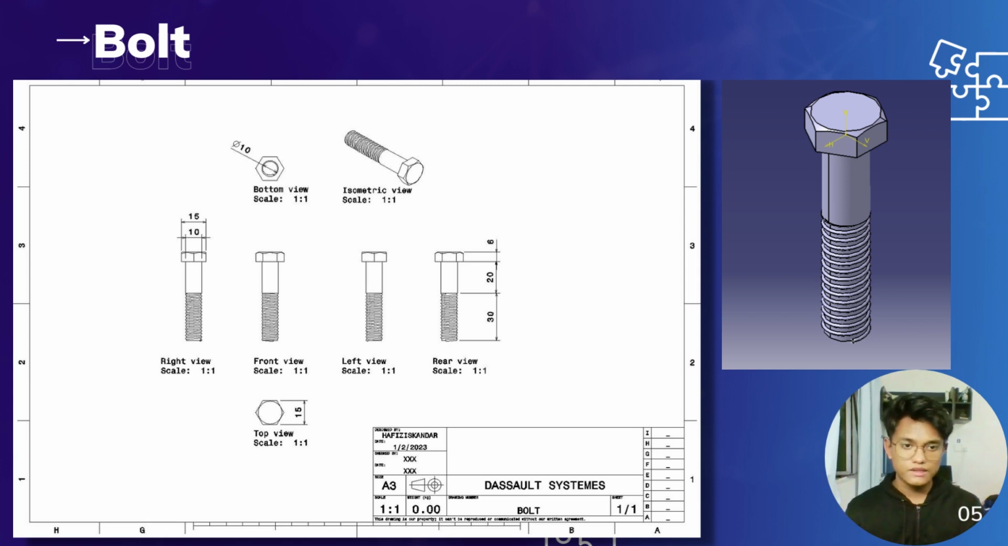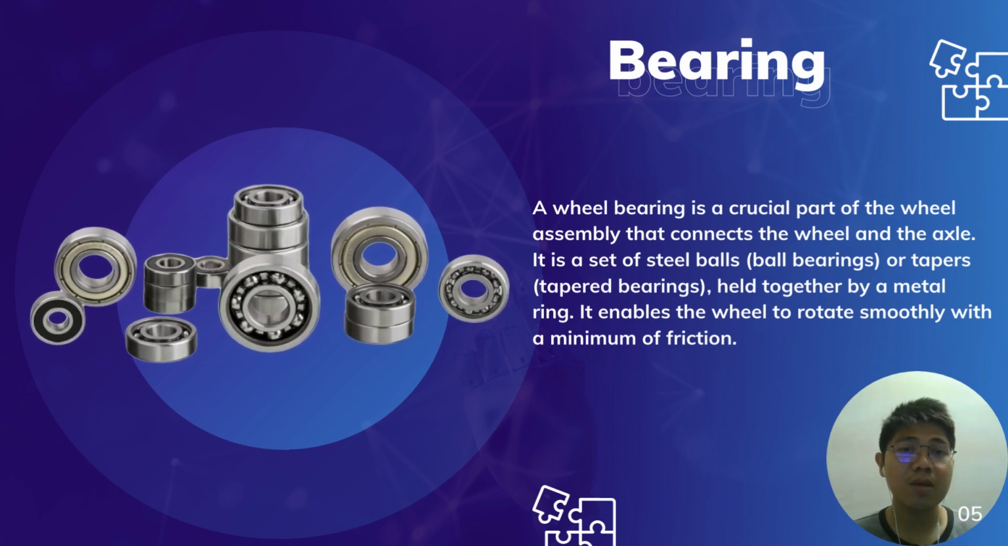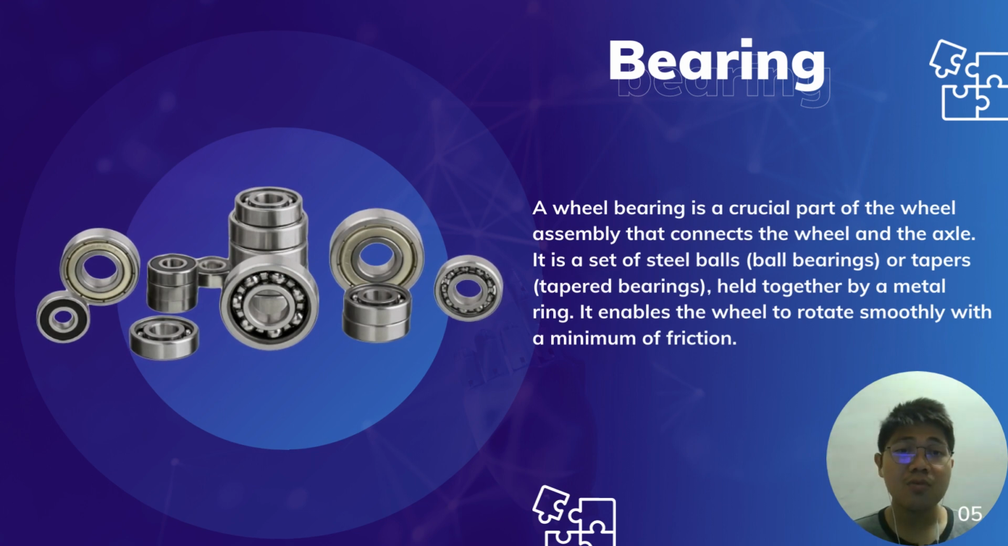We are using CATIA V5 software. Okay, from there we can see the dimension of the improved bolt, which is more accurate and makes it easier for us to use CATIA to extract the dimension and design of the bolt. Next, the bearing. First of all, the bearing is a crucial part of the wheel assembly that connects the wheel and the axle. It is a set of metal balls or tapers which is held together by a metal ring. It enables the wheel to rotate smoothly with a minimum of friction.